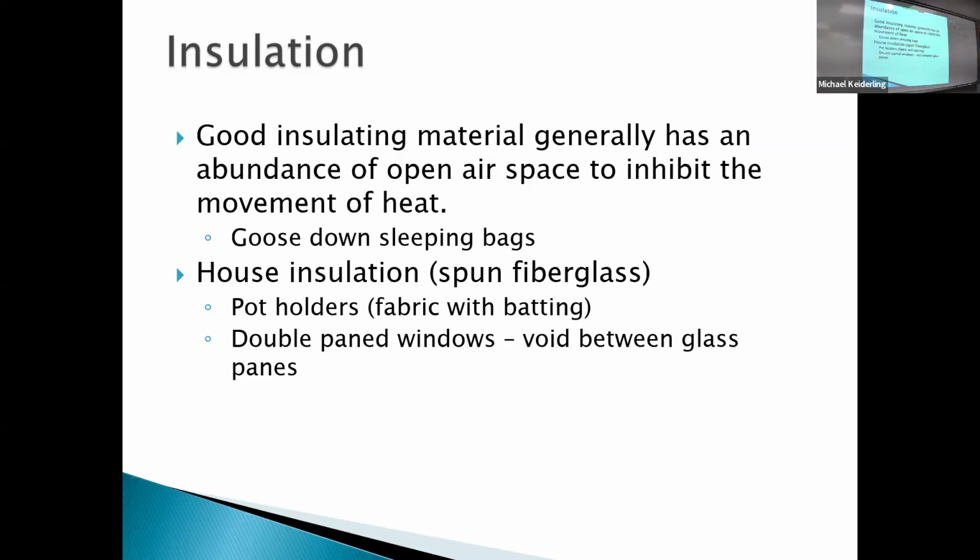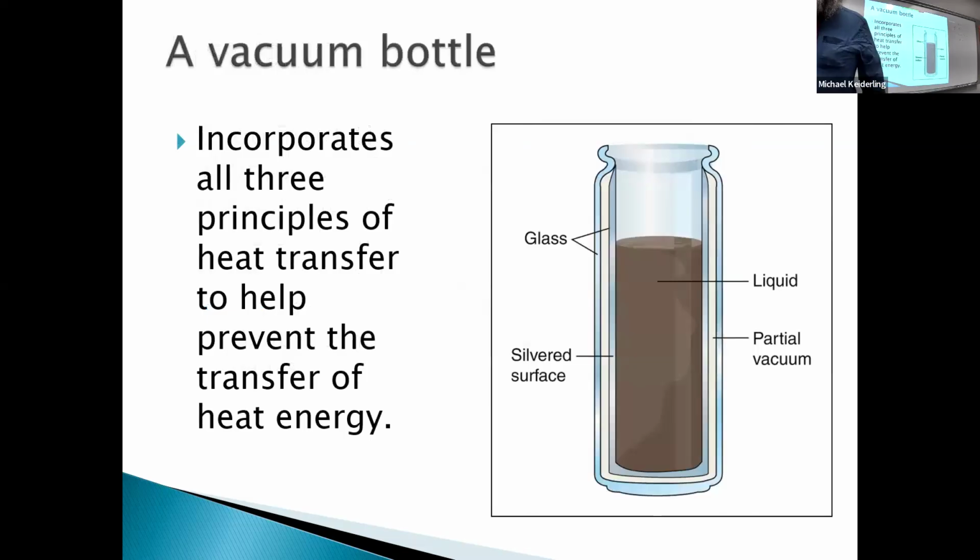Double pane windows have the space in between the two panes of the window has had most of the gas in there removed. It's basically empty. They usually put a little bit of some non-reactive gas in there so that the glass doesn't have to hold up against so much pressure from the outside. But that's the general idea there. And the empty space in between, there's a void between the glass panes.